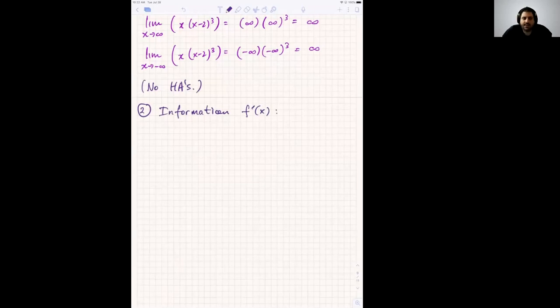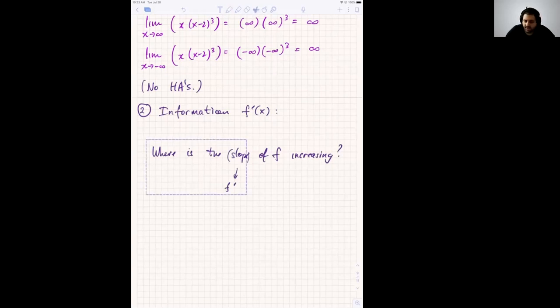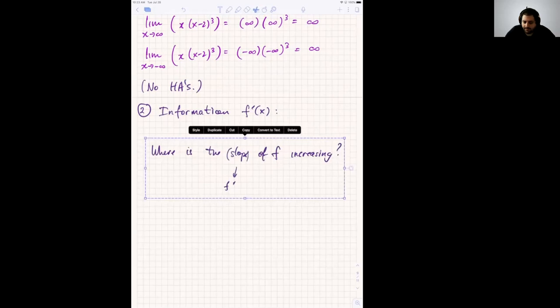If you want to know where the slope of a function is increasing or decreasing, where do you get that information? If I asked you, where is the slope of f increasing? How would you answer that question? F double prime, that's right, because the slope is really f prime. So if I were to ask you where's f prime increasing, you have to look at the second derivative and look at where that's positive, right? So just make sure we say these things correctly.